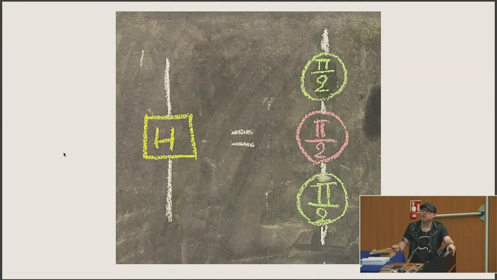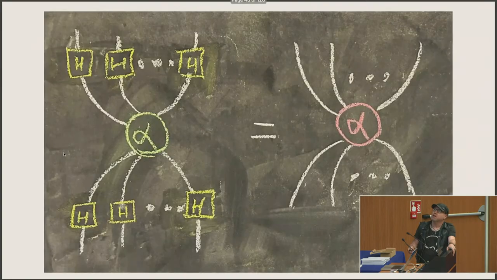So you can actually decompose the Hadamard gate in rotations along the Z and the X axis of 90 degrees. These are rotations of 90 degrees. This is along the Z axis, this is along the X axis. So you can actually define the Hadamard gate like that. And then you can show that the Hadamard gate becomes a color changer. If I take a green spider and sandwich it between Hadamard gates, it becomes a red one.